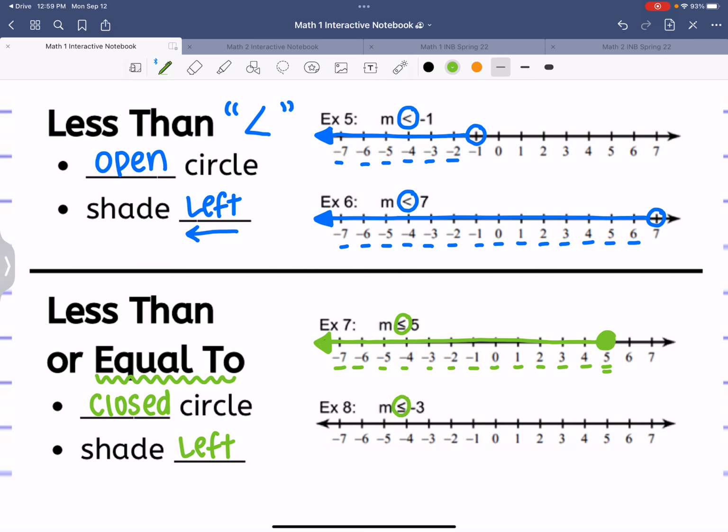Example 8, M can be any number less than or equal to -3. So we'll locate -3 with a closed circle because -3 is equal to -3. The values that are less than that are to the left. -4, -5, -6, and -7, and everything moving to the left, those are all numbers that are less than -3.